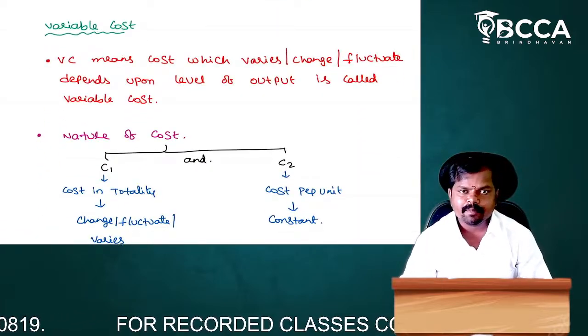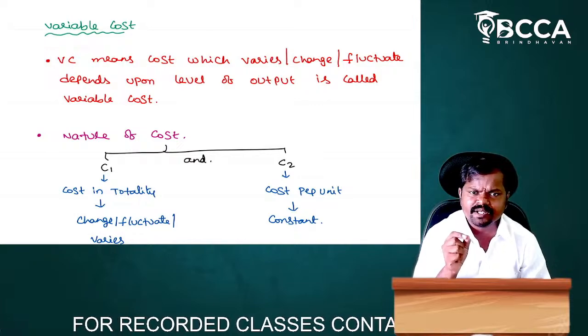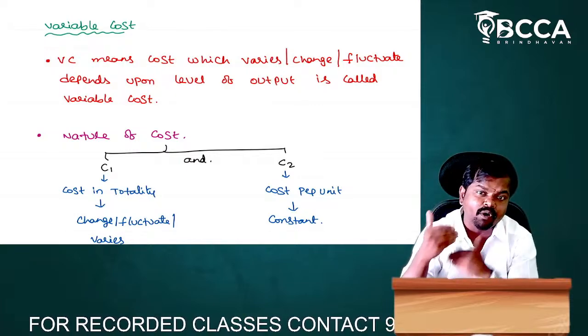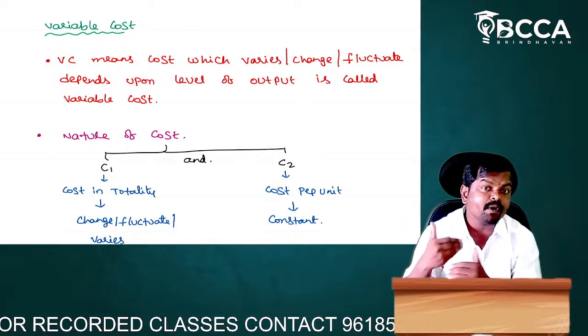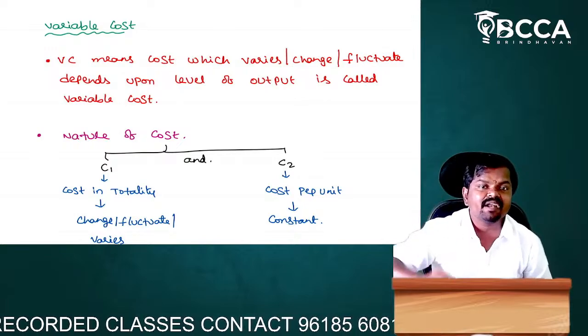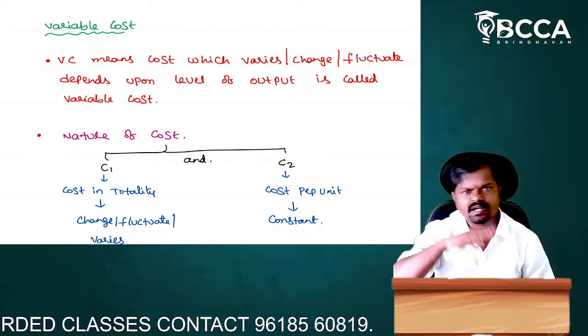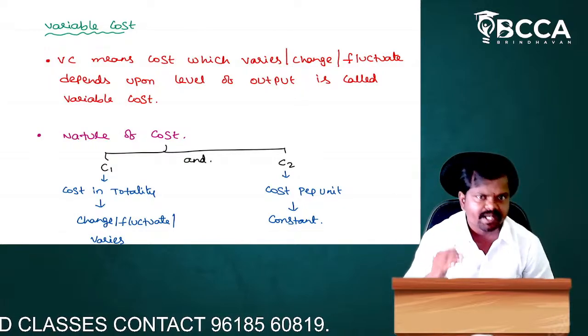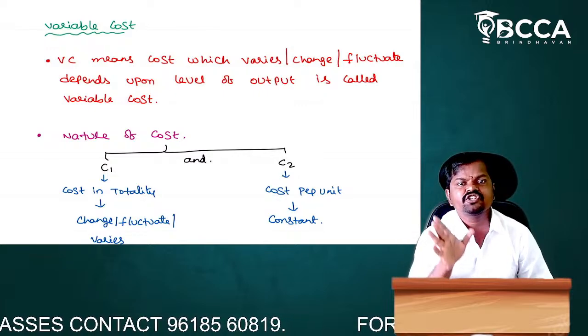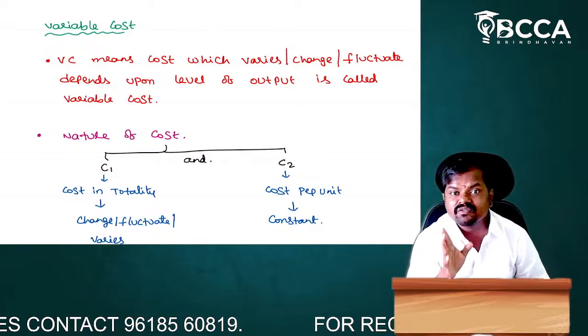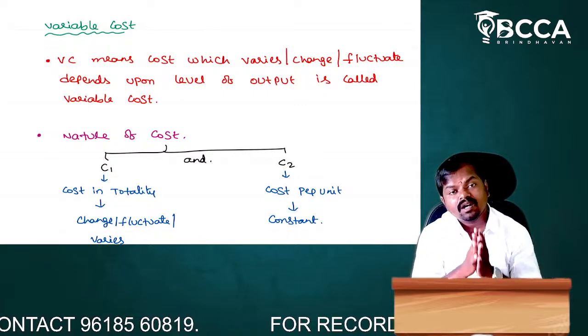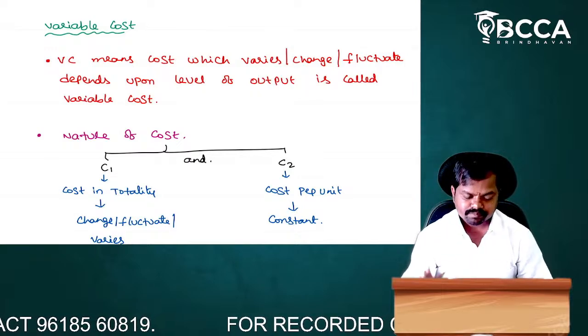What is meant by variable cost? We discussed. Variable cost means cost always keeps on changing based on the level of output. If output is increased, cost will be increased. If output is decreased, cost will be decreased. Such fluctuating cost is called variable cost.